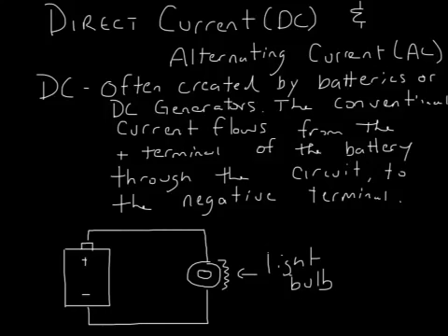When you hear about current, you'll hear about either direct current or alternating current. DC, or direct current, is often created by batteries and can also be made by direct current generators. In direct current, the current always flows in the same direction. The conventional current flows from the positive terminal of the battery through the circuit to the negative terminal. Therefore, the electrons are going from the negative to the positive. So in the simple circuit detailed below, the conventional current will be flowing from that positive terminal through the circuit to light up the light bulb and returning back to the battery at the negative terminal.